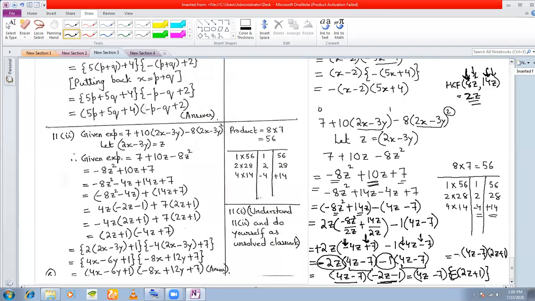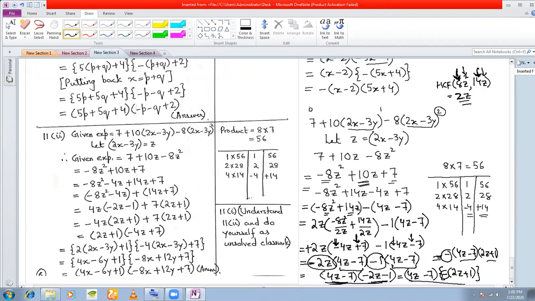See this negative sign I have written here. So now it looks better. Even if you leave it here, no problem. Or you leave it here also, no problem. As long as you are getting two factors.